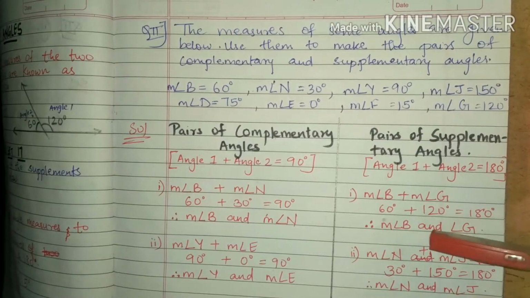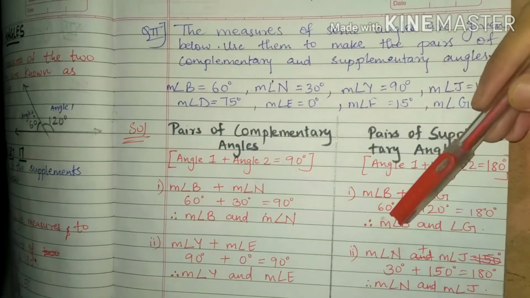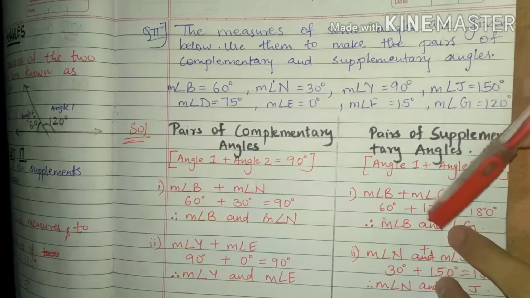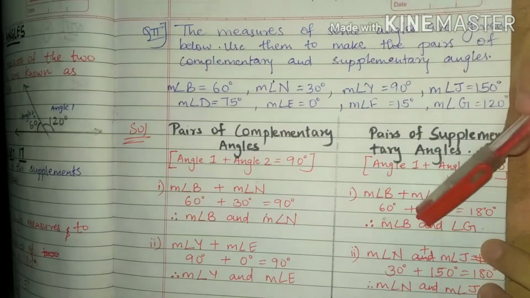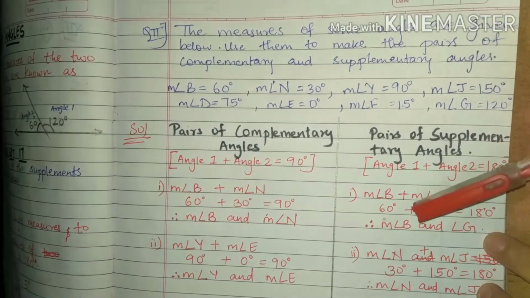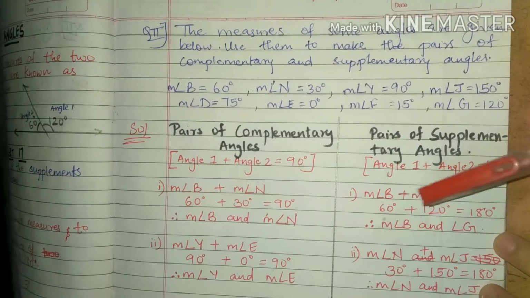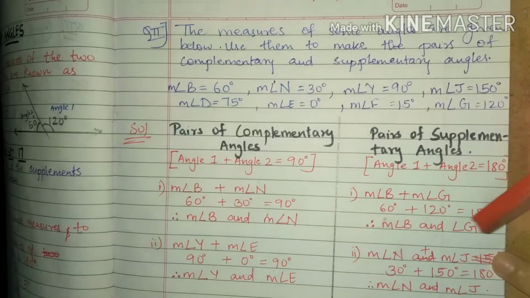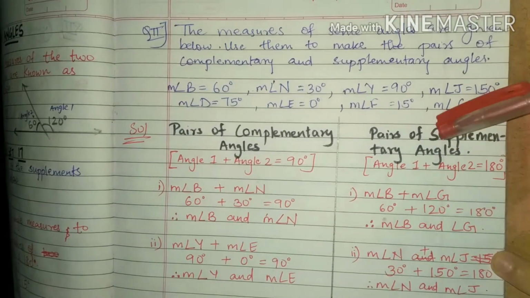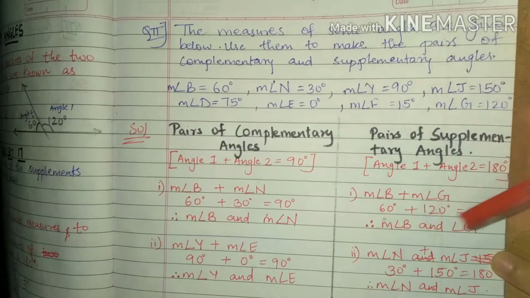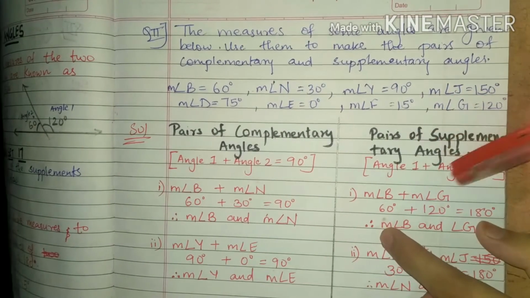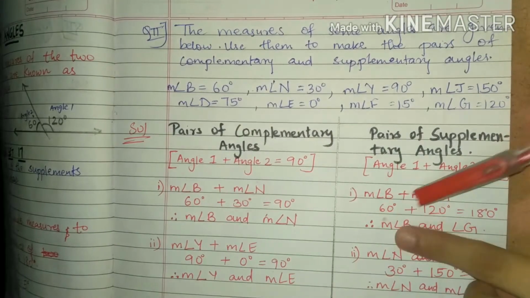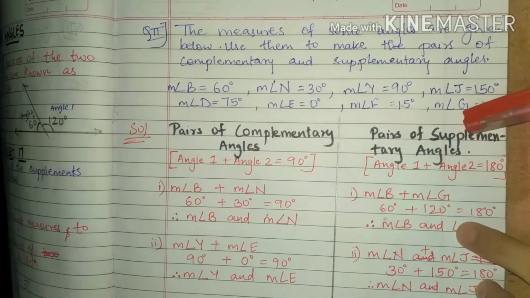And why are we writing "and"? Because these two angles together form 180. That's why we have to write "and". "And" is compulsory. You can't use a comma. So remember, you have to write "and": measure angle B and measure angle G. So these two angles form a pair of supplementary angles. This is one pair we got. This is one pair of supplementary angles.